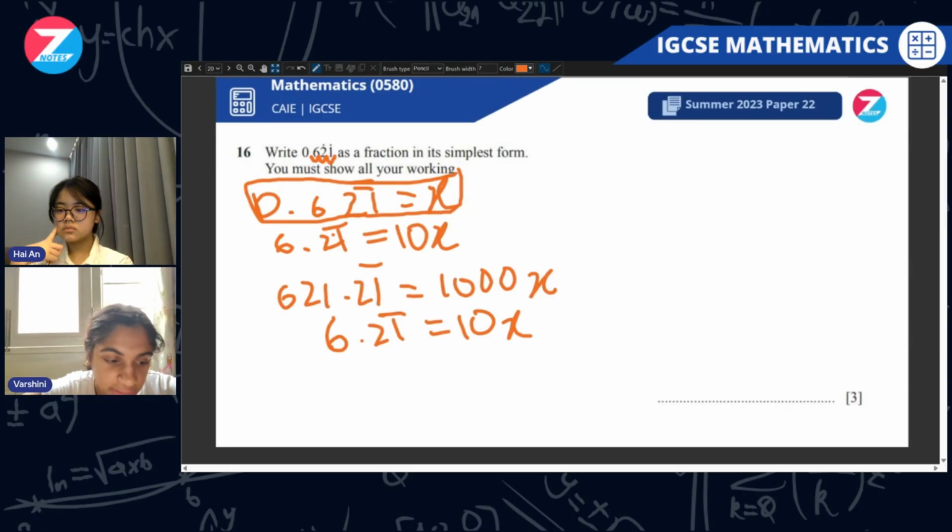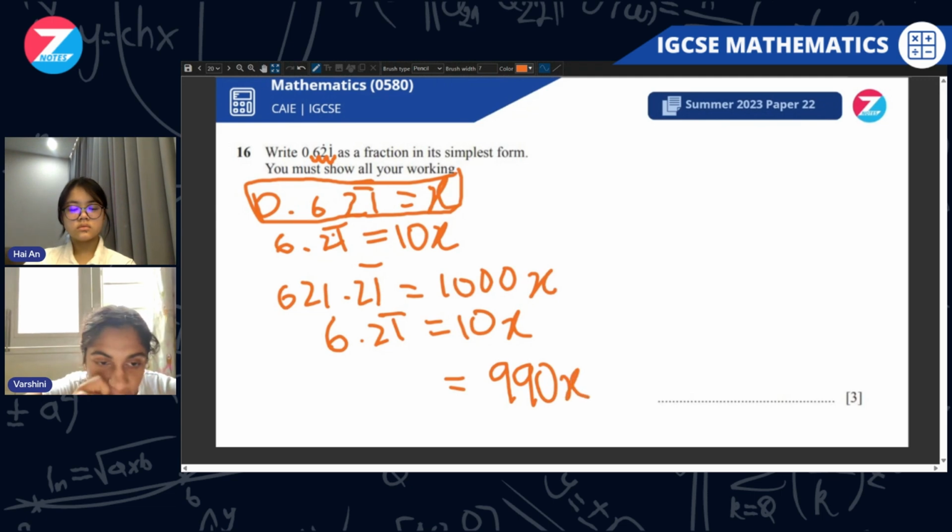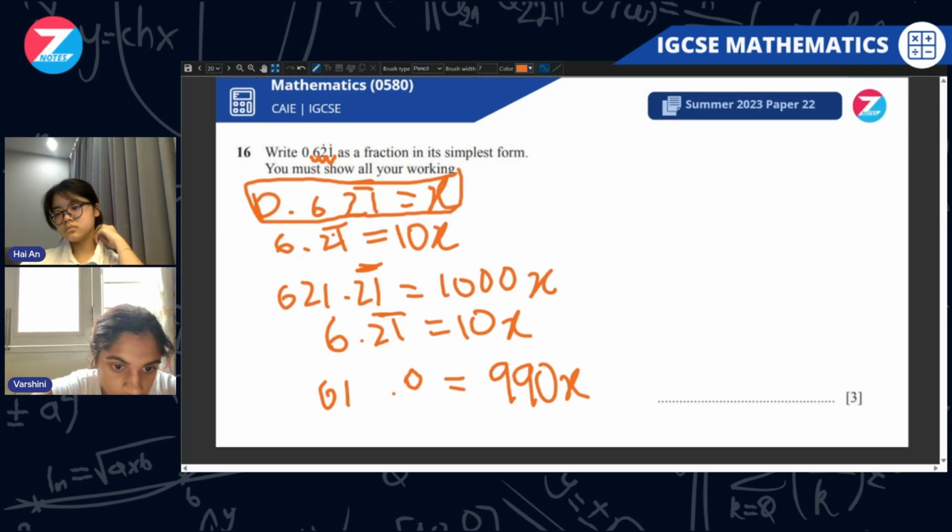So first, let's do 1000 minus 10. You could put that in your calculator if you wanted to. You should get 990x. So this side of the equation is going to be 990x. On the other side of the equation, 621.21 repeating minus 6.21 repeating. The repeating numbers, 0.21, 21, 21, 21, are the exact same in both numbers, so they're just going to subtract and become equal to 0. So the decimal point will be 0. And now 621 minus 6 is going to be 615.